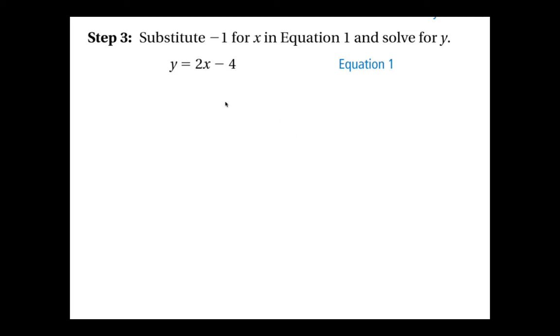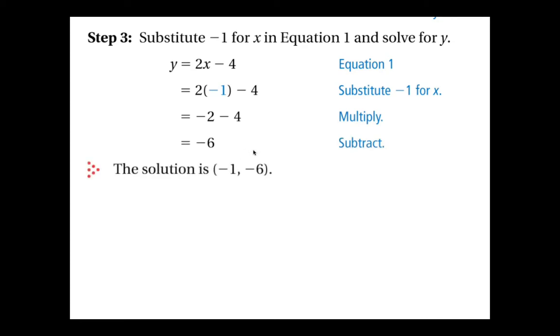So if we plug in negative 1 for x, you get 2 times negative 1 minus 4. 2 times negative 1 would be negative 2, minus 4, and y would equal negative 6. So your solution would be (negative 1, negative 6).